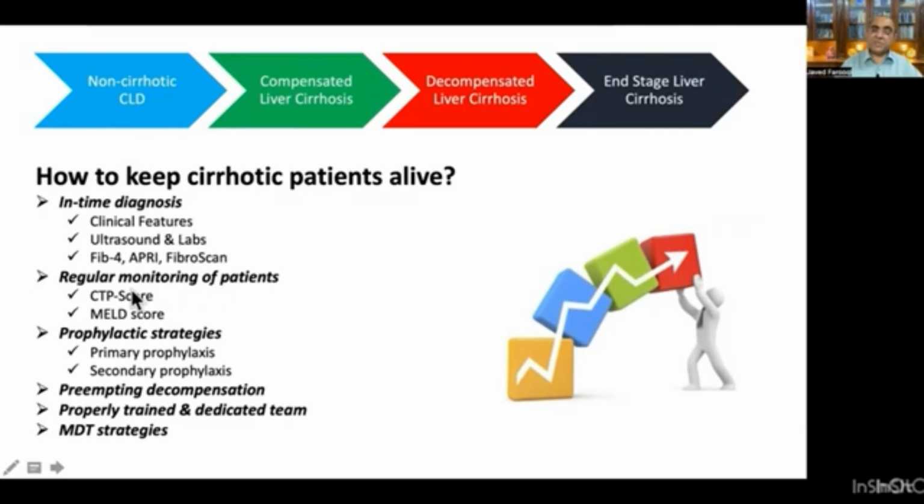With the help of the CTP score and MELD score, never forget to calculate these two scores, which are just simple smartphone-based scores, and record that. Then offer prophylactic strategies to these patients, the primary prophylaxis and the secondary prophylaxis against different complications. Then preempting decompensation: preempt if any decompensation event is going to happen, and treat that before and prevent that. Then a properly trained and dedicated team is important in the centers where they deal with liver cirrhosis patients. And of course, the MDT strategies must be developed.